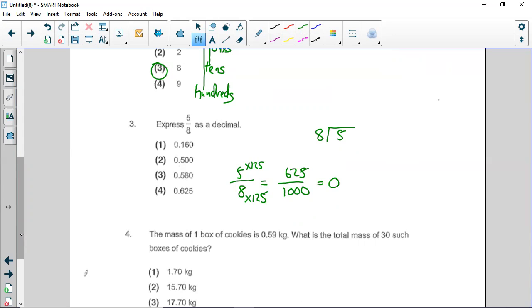So how do you convert this into a decimal? Your decimal will be 0.625. That's why we always try to change the denominator into 10, 100 or 1,000 so that we can convert to a decimal more easily. So the answer is number 4.